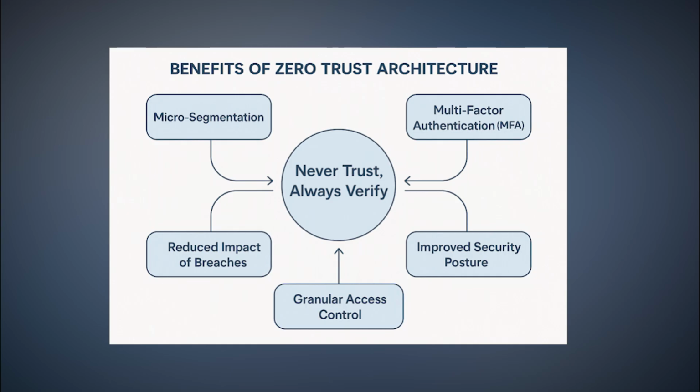Finally, one of the biggest advantages is reduced impact of breaches. Even if a breach does happen, zero trust limits the damage by stopping it from spreading across the network. Together, these benefits make zero trust a powerful and proactive way to secure modern digital systems.